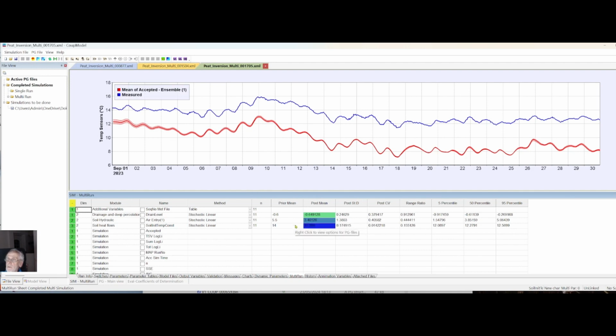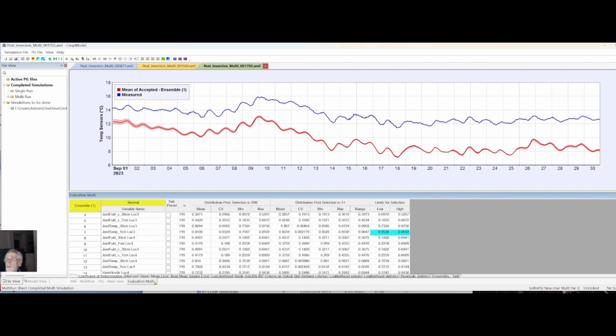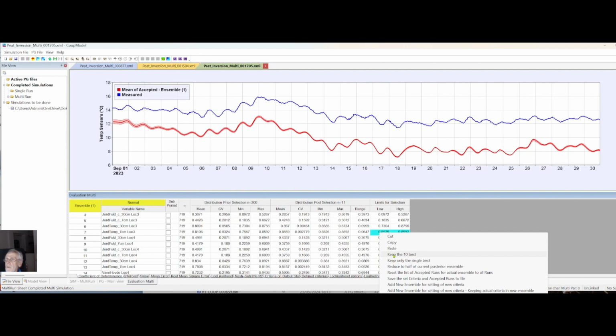So selecting based on the R-square has the disadvantage of mostly emphasizing the dynamics and not thinking about the level or the bias with respect to the mean value. So we can go back to this evaluation coefficient, and we were not so happy with looking at the 10 best with respect to R-square.